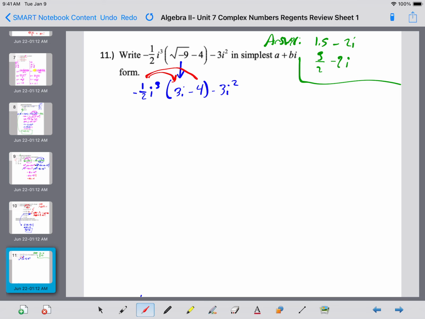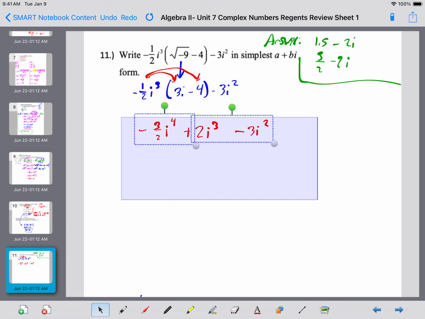Distribute out. So negative 1/2 i to the third. So negative 1/2 times 3 is negative 3/2. i to the third times i is i to the fourth. Plus, because negative times negative is plus, 1/2 times 4 is 2 i to the third minus 3i squared. Okay. We're basically done.